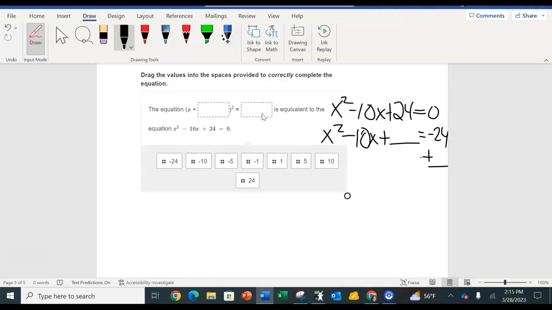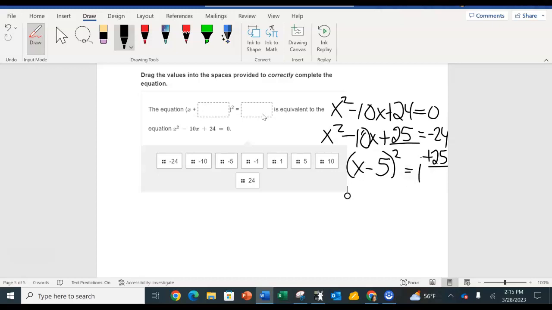All right, so how do you complete the square? Remember, you take the b term, which is negative 10, you half it, and you square it. Half of negative 10 is negative 5. Negative 5 squared is 25. So I'm going to add 25 to both sides. Now I'm going to write this in factored form. So x minus 5 quantities squared equals negative 24 plus 25 is 1.